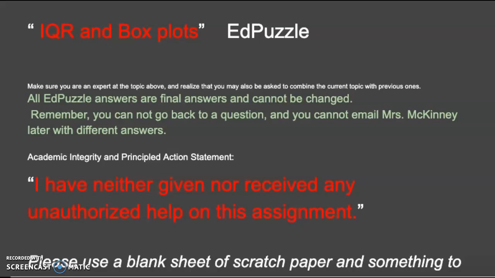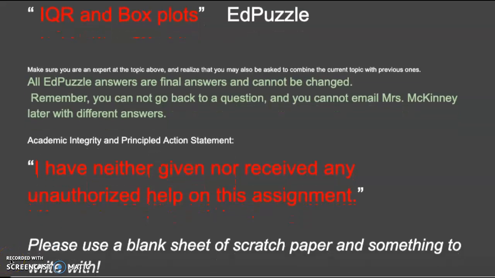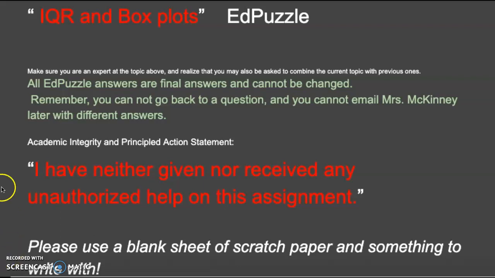Darlings, this is your EdPuzzle quiz on IQR and box plots. So make sure you're an expert on the topic above and realize that your answers are final, so you need to be careful when you're choosing an answer. Also, make sure you have a blank sheet of paper and something to write with. Go ahead and put the academic integrity statement in the box.